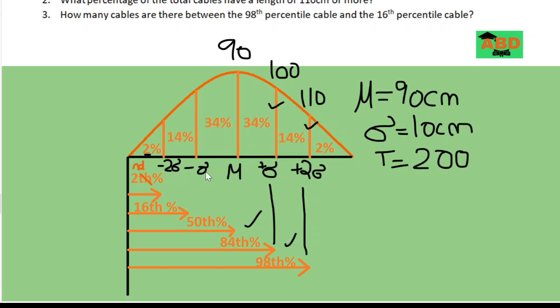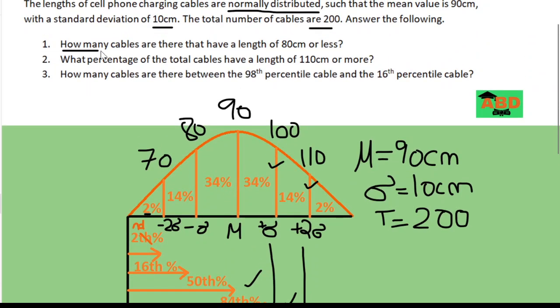This is one standard deviation below the mean, second standard deviation below the mean. I subtract a 10, I get 80. I subtract another 10, I get 70. Okay, now that we have arranged it, we are ready to jump to the questions.